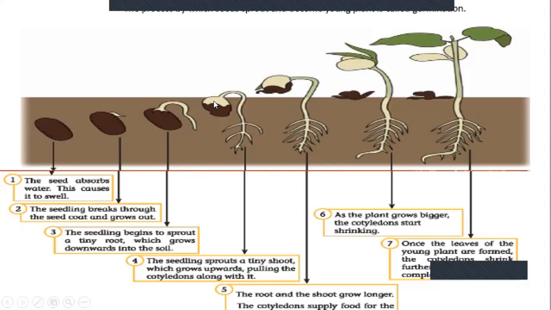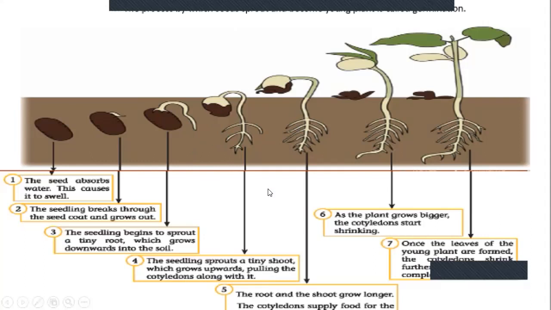Okay, so it started pulling, the cotyledon is pulling. Here the shoot wanted to grow. Here a tiny shoot grows inside. So which grows upwards, the shoot will grow above the land, pulling the cotyledon along with it.